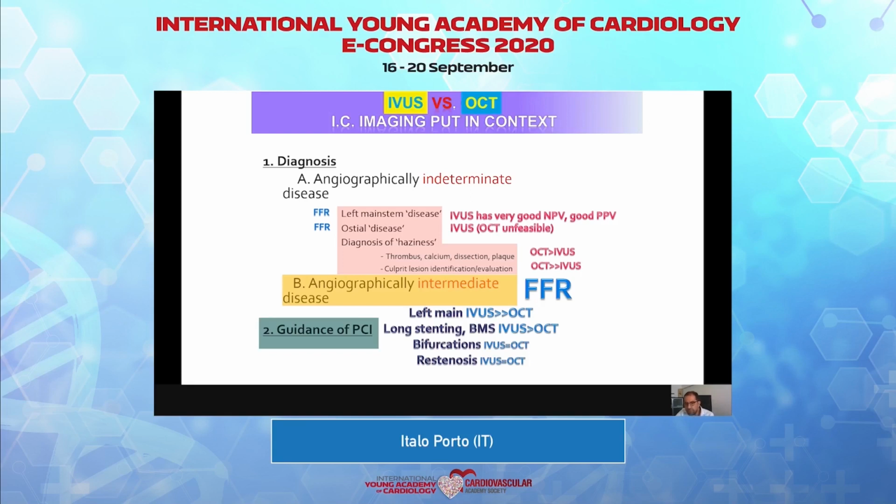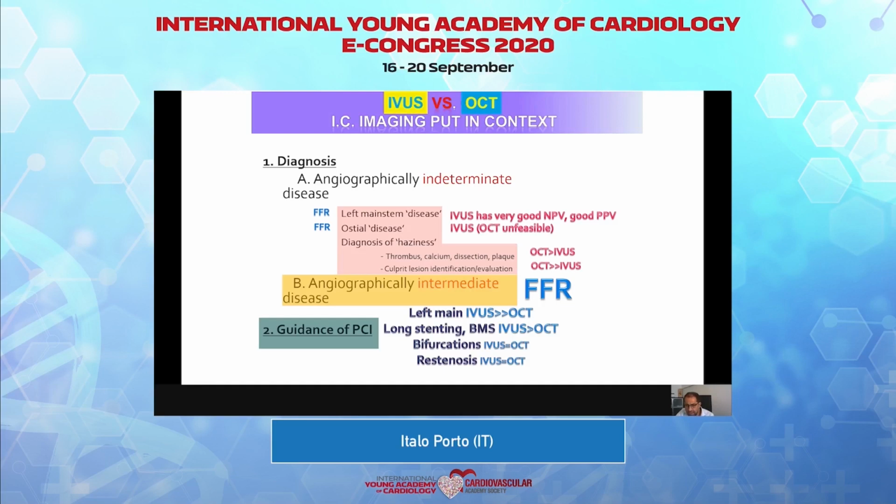When you see haziness, so you see something, but you do not understand what you're seeing, well, use imaging, and OCT in this case is better than IVUS, especially for culprit lesion identification. If you see intermediate disease, you are sure that it is intermediate, but you want to look for significance, well, use FFR, do not use imaging.